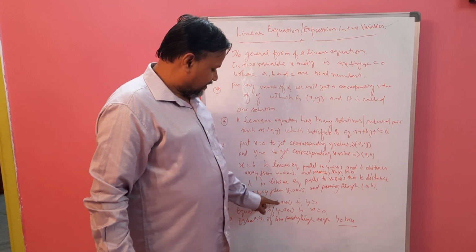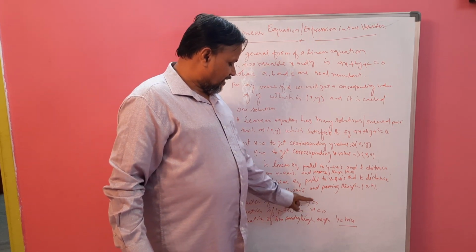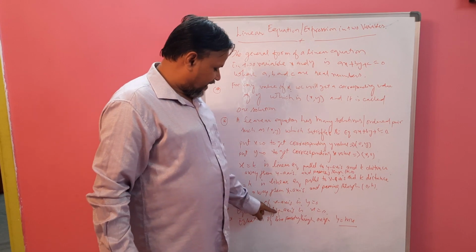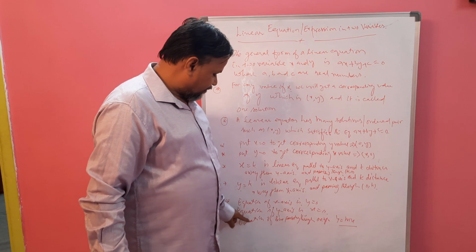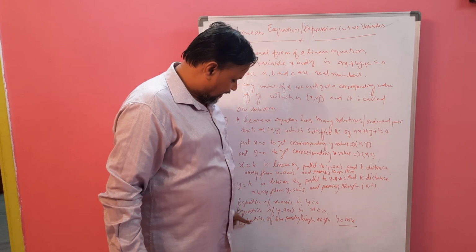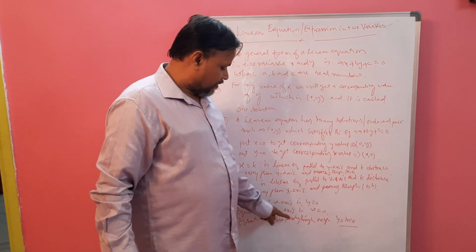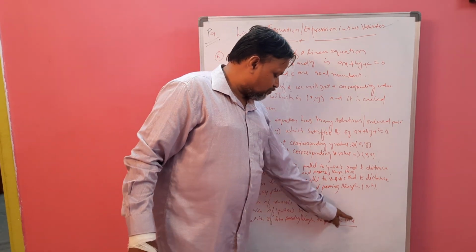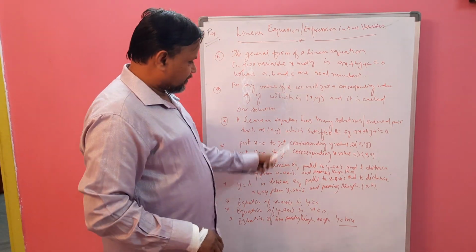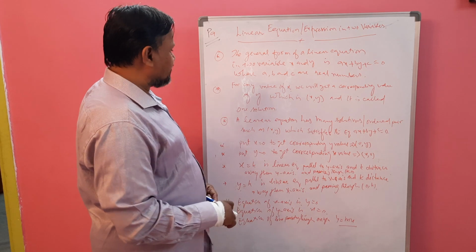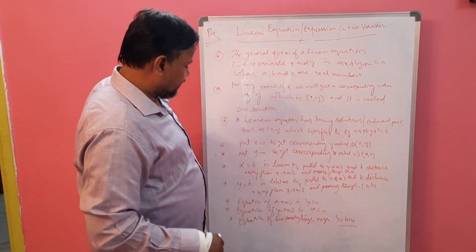Now the equation of the x-axis is y equal to 0. The equation of the y-axis is x equal to 0. And the last one, the equation of a line passing through the origin: any linear equation which passes through the origin will be in this form, y equal to mx. So these are some important results you have to remember for solving these equations quickly.